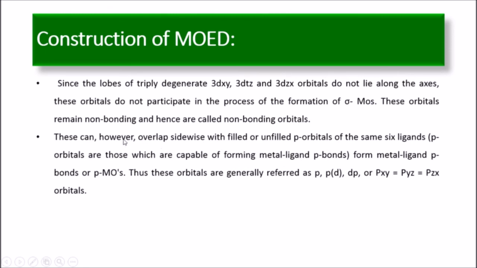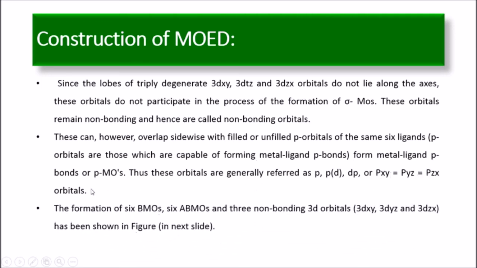These can, however, overlap sidewise with the filled or unfilled p orbitals of the same ligand. Those p orbitals are capable of forming metal-ligand pi bonds, or pi molecular orbitals. Thus, these orbitals are generally referred to as pπ-dπ or pxy, pyz, pzx orbitals. This is the nomenclature of this pi orbital.